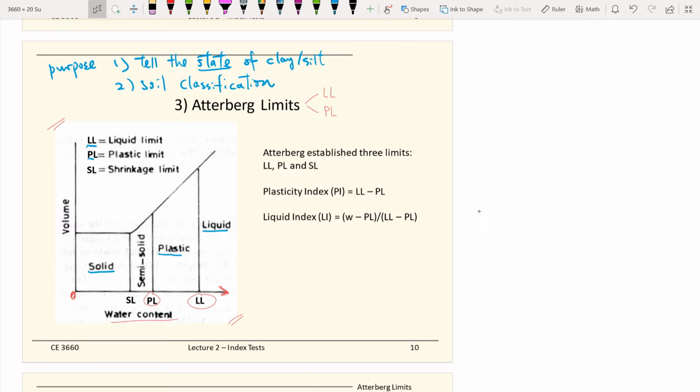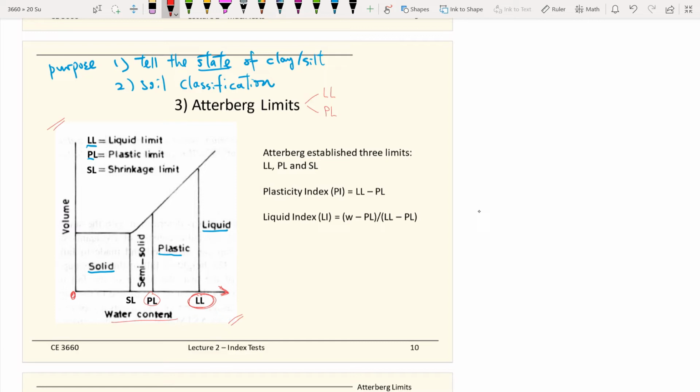So now, when you start to become plastic, your dry clay, which behaves like a solid, starts to behave like a butter type of material. And then if you keep adding water, eventually you will transform the soil state from plastic to liquid. So between the state of plastic and liquid, we define the water content at that particular level as the liquid limit.